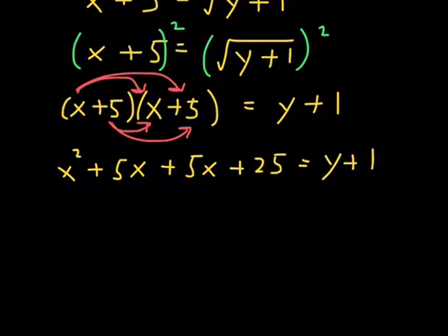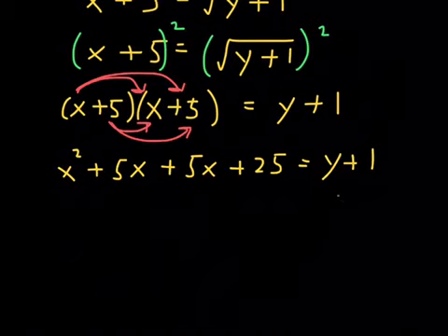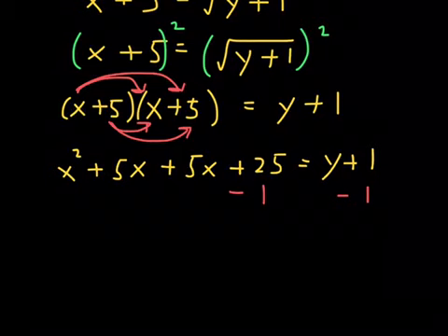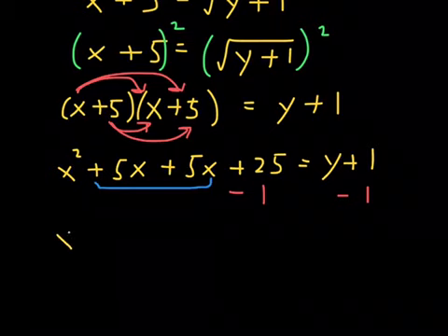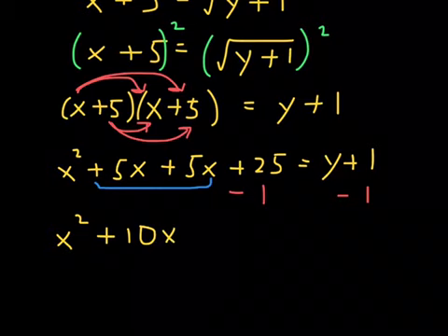What we can do in this step is, well, we can do two things. We can subtract 1 from both sides. After all, we are trying to isolate y. And we can also add these two like terms here to give you x squared plus 10x plus 24 is equal to y. All right, very good. So you did it.